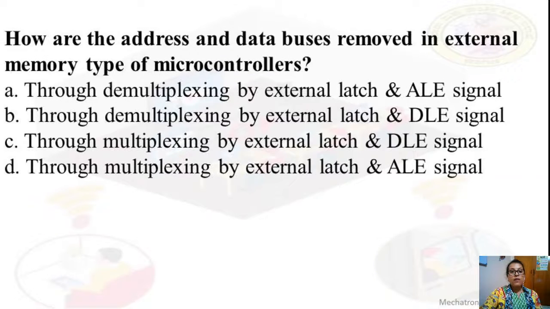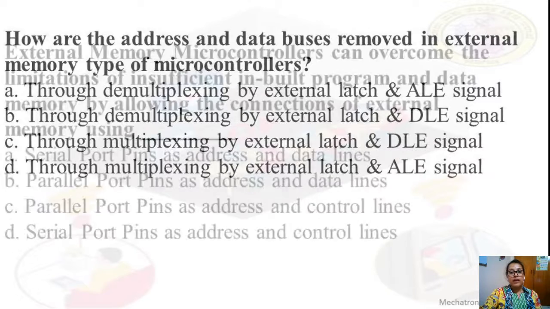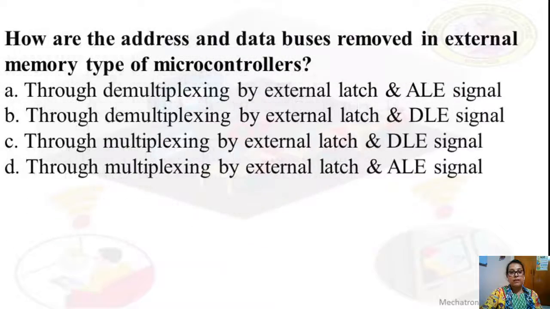Next. How are the address and data buses separated in external memory type microcontrollers? Through demultiplexing by external latch and ALE signal, through demultiplexing by external latch and DLE signal, through multiplexing by external latch and DLE signal, or through multiplexing by external latch and ALE signal. So here, the answer is through multiplexing by external latch and ALE signal.